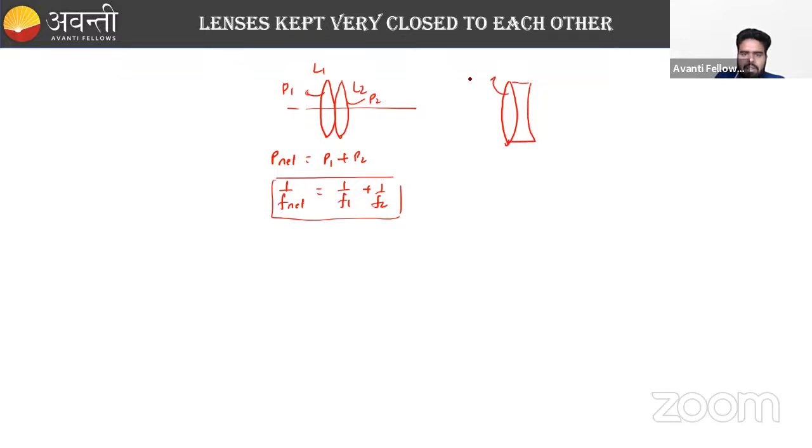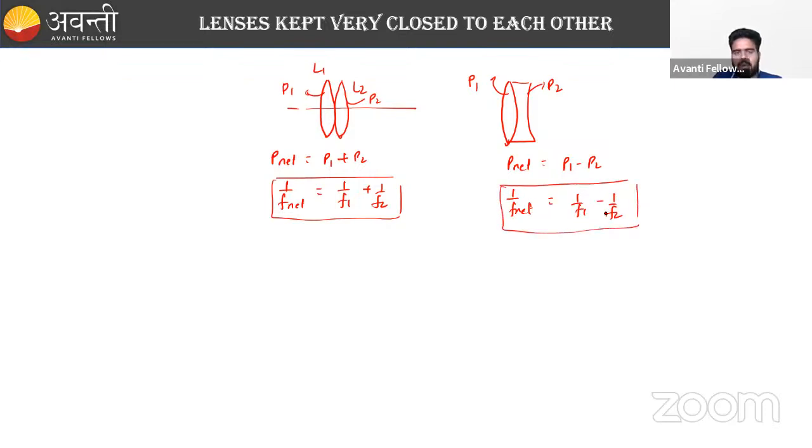We can say that this lens has converging characteristics, and this lens has divergent characteristics. In this case, we can write P net is nothing but P1 minus P2, and we can say that 1 upon F net is nothing but 1 upon F1 minus 1 upon F2. This concept is applied whenever the lenses are kept very close to each other. We can directly apply it whenever the question says the lenses are kept very close to each other.